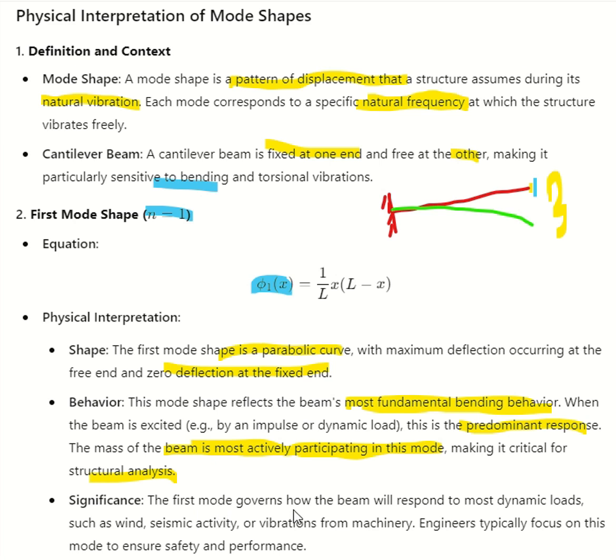Significance: the first mode governs how the beam will respond to most dynamic loads. Whatever dynamic loads come, the first mode is the most dominant behavior, such as wind or seismic activity or vibrations from machinery. Engineers typically focus on this mode to ensure safety and performance. This is the fundamental mode.